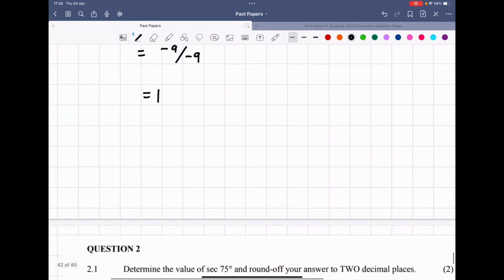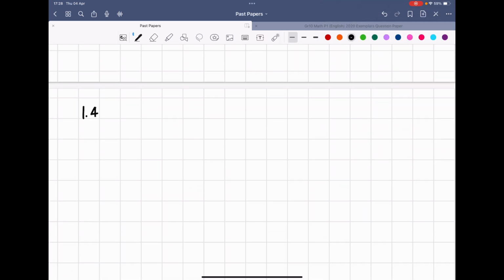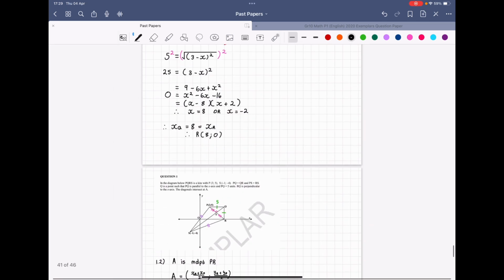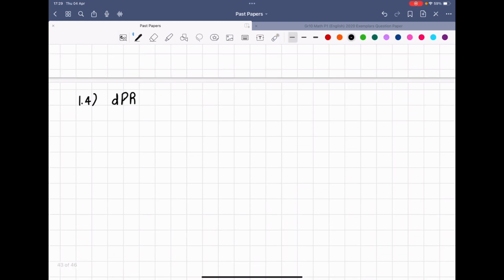Then next, 1.4. I'm asked to determine the length of PR, so that's just the distance PR. And I already have the coordinates for P, and we found out the coordinates for R. So this is just going to be applying the distance formula. So this is going to be equal to the square root of xp minus xr all squared plus yp minus yr all squared.